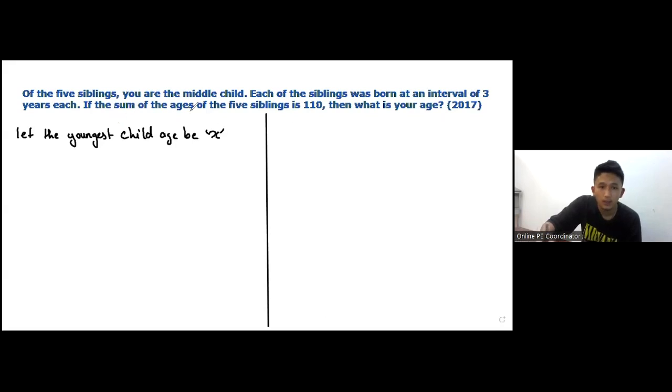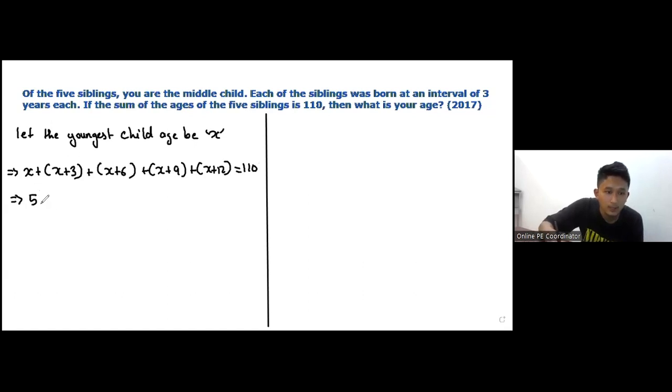Each of the siblings was born at an interval of 3 years. So the youngest child is x, the second child is x plus 3, the third child is x plus 6, the fourth child is x plus 9, and the fifth child is x plus 12. The sum of all the ages is 110. So when we solve this, 5x plus 30 is equal to 110.